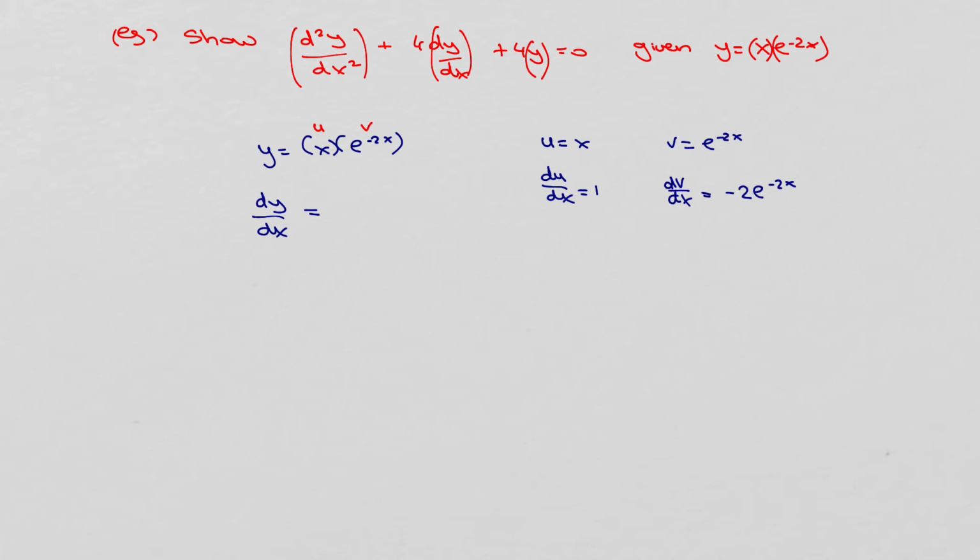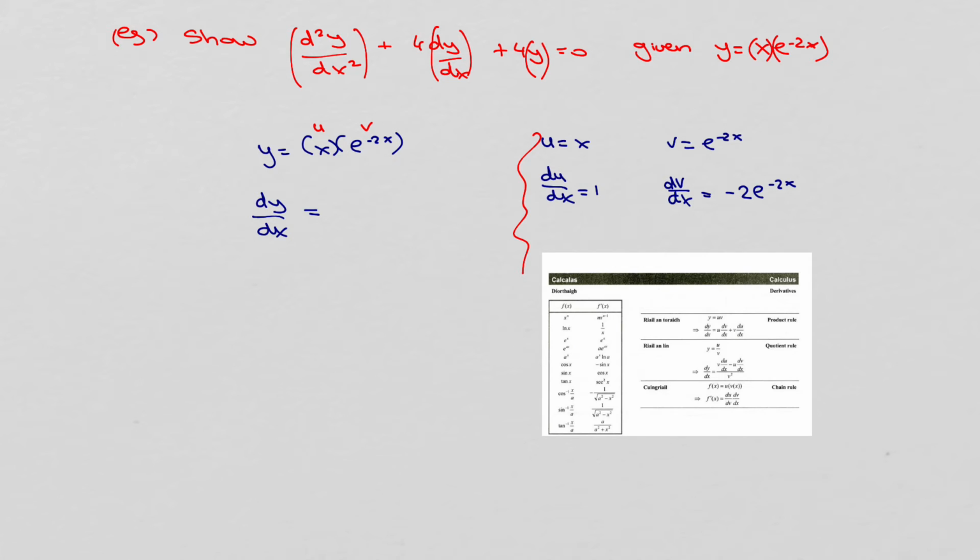So now I have u, du/dx and v, dv/dx. I have to sub that into my product rule. So again, if I go to page 25 of my maths tables, I can see my product rule here is going to be dy/dx is equal to u times dv/dx plus v times du/dx. So I'm going to simplify that before I move on. So that's going to be minus 2x e to the minus 2x plus e to the minus 2x.